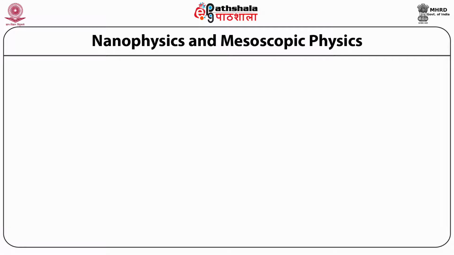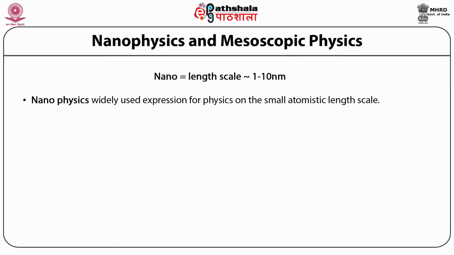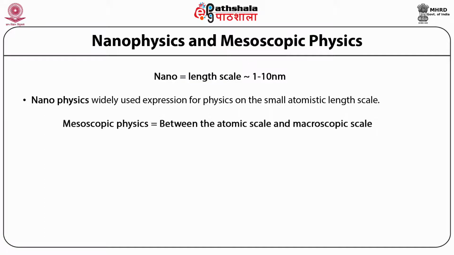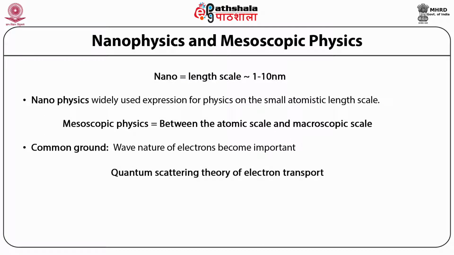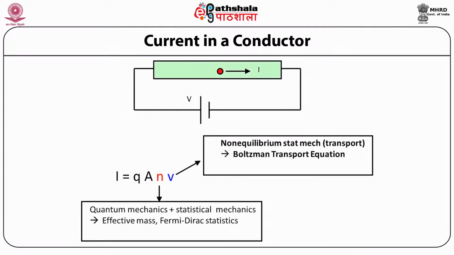So now students, let us discuss nanophysics and mesoscopic physics. Nano means the length scale is around 1 to 10 nanometers. Nanophysics is a widely used expression for physics on the small atomistic length scale. Mesoscopic physics is between the atomic scale and the macroscopic scale. But the two types have common ground, that is, the wave nature of electrons becomes important, and the quantum scattering theory of electron transport, or we can say the quantum transport, of current in a conductor.